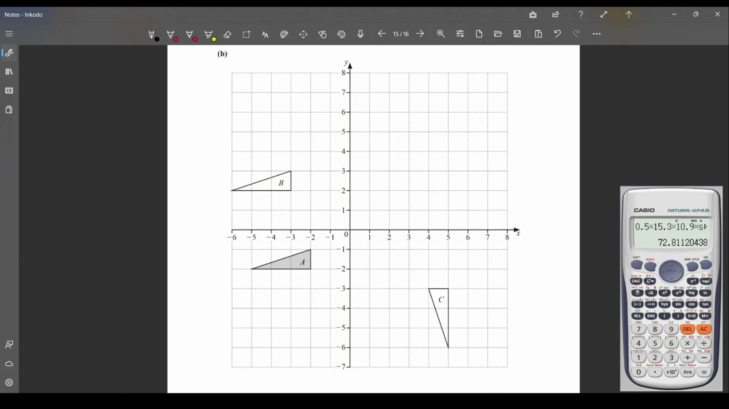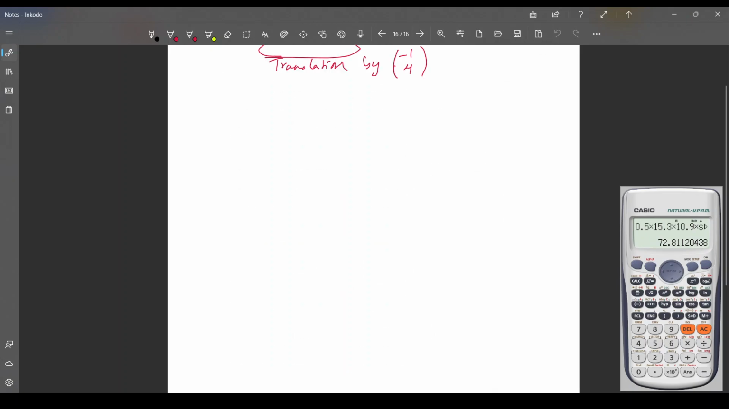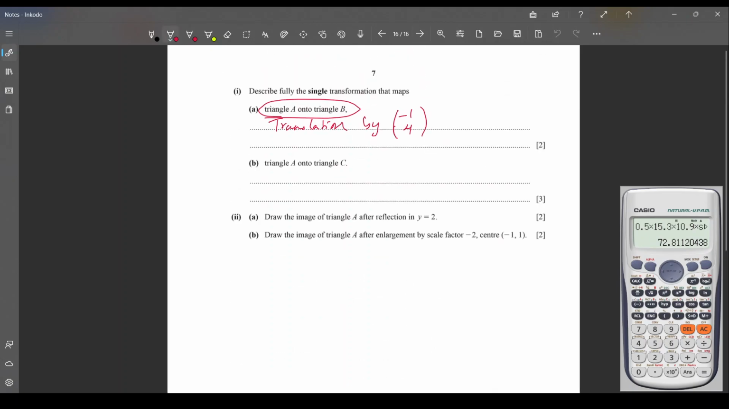So I'll be writing the answer for that. When you rotate, you'll be getting the answer as a rotation of 90 degrees anti-clockwise, and the center of rotation you will get as (2, 1).